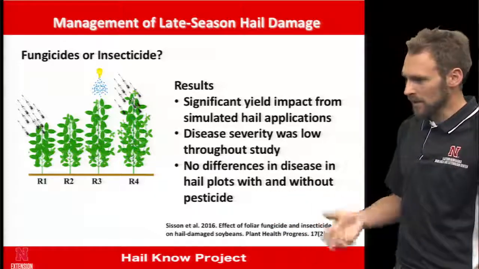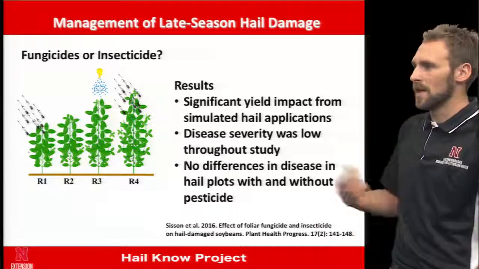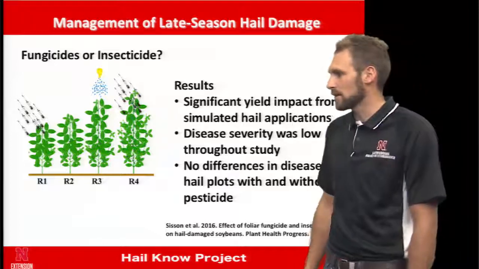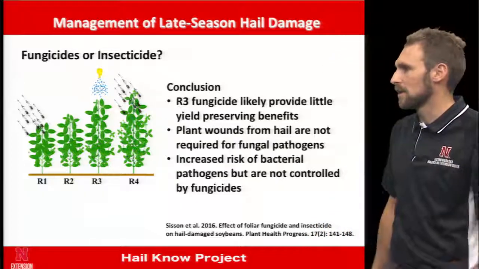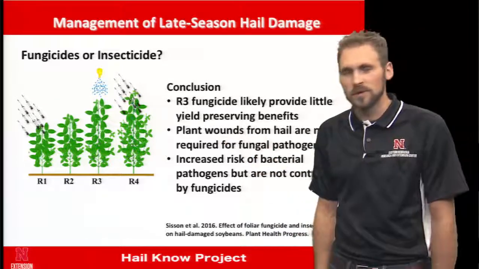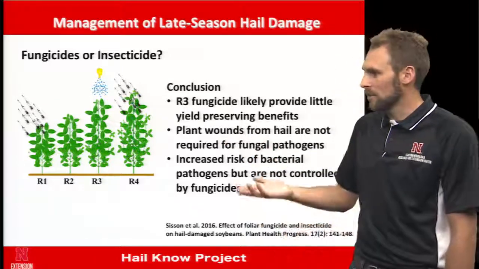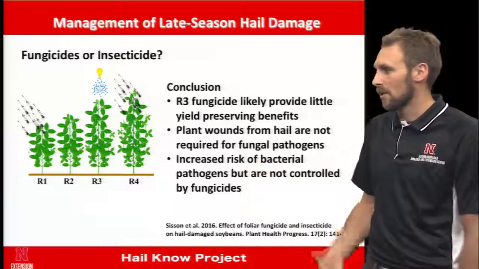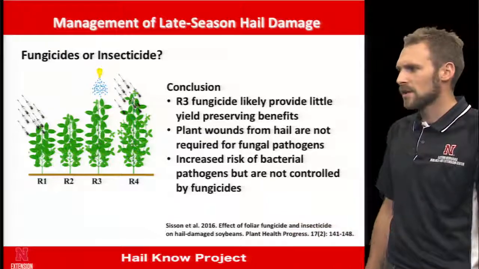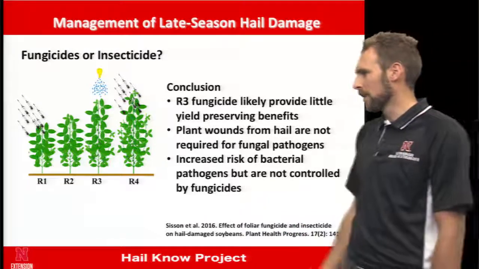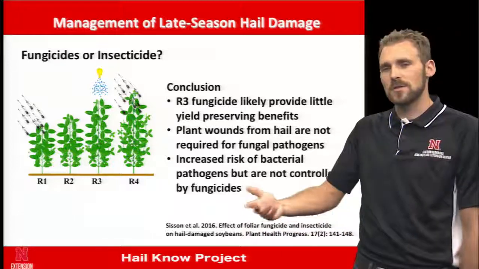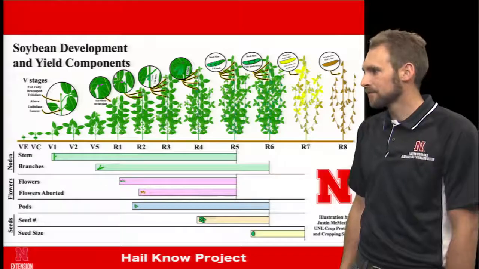So what this tells us is there's not a real difference. You don't want to be making those hail applications based on the damage, but based on the likelihood of having significant disease potential out there. Conclusions from this: R3 fungicides provided very little yield preserving benefits. Plant wounds from hail are not required for fungal pathogens. They are required for bacterial pathogens. We do have a few of those. We don't see them as much. Might be something to watch for. But if you do have a bacterial pathogen, don't apply a fungicide to control it. Fungicides don't control these bacterial pathogens.